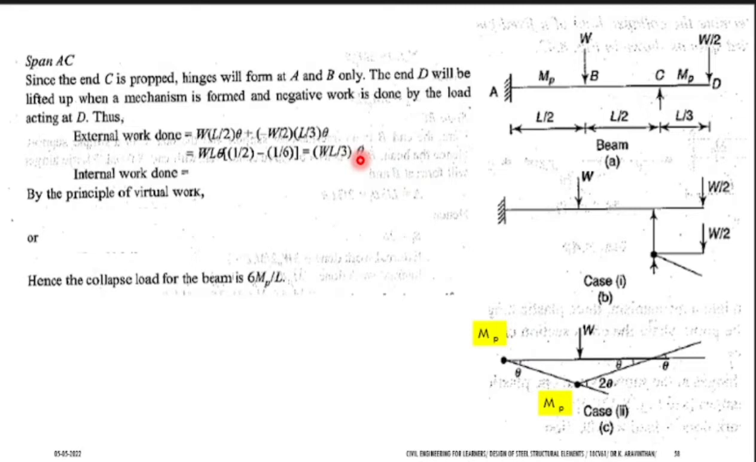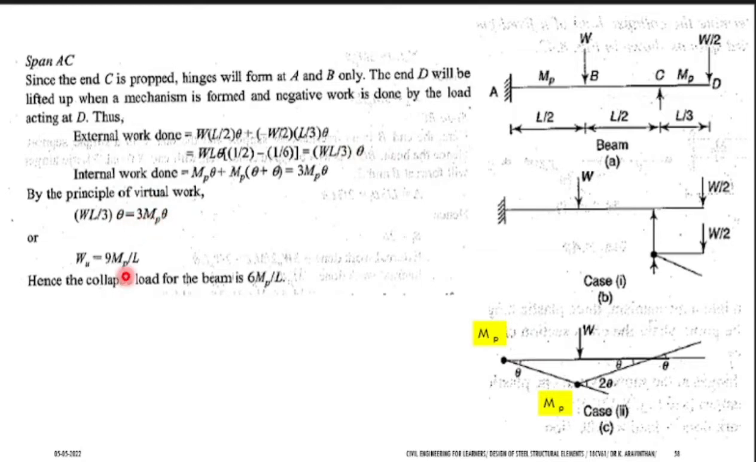Now, what will be your internal work done? How many plastic hinges will be here? MP is first plastic hinge, and so what will be its rotation? Theta. Plus you have MP here. What is this rotation? 2 theta. That's all. MP theta plus MP 2 theta. That will be your internal work done. Totally 3 MP theta. Now you equate that. You will be finding W. W equal to 9 MP by L. You are going to equate WL by 3 theta equal to 3 MP theta.